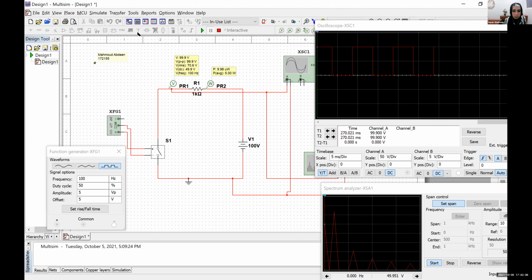Add power prop to the switch. This one. Yes, add it to the switch. Add another one, add one more to the switch.